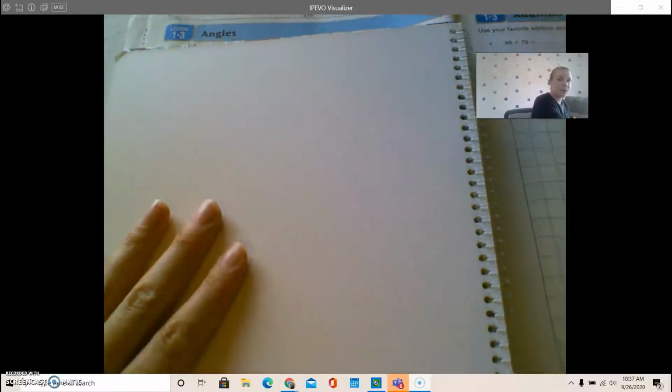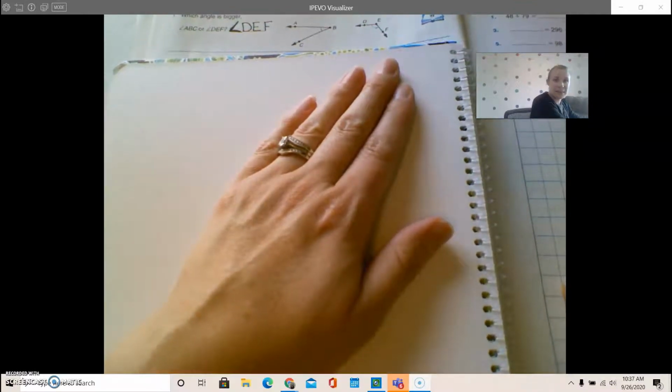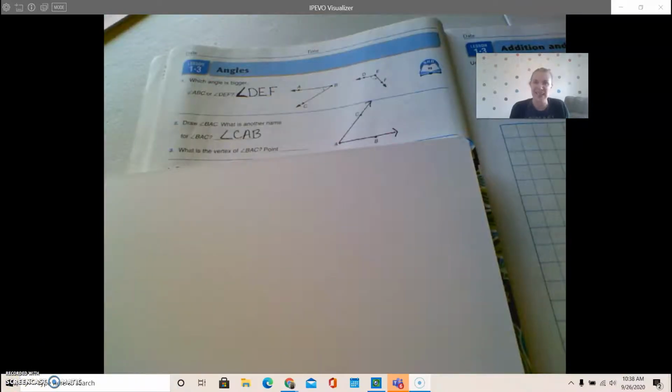So the first problem is which angle is bigger, okay? And the angle that's bigger on here is DEF. You could have also written FED. Either one is correct. You can see that the ABC angle is just a little bit smaller than the DEF one. All right. So let's keep checking our answers. All right, I just had to adjust the camera.